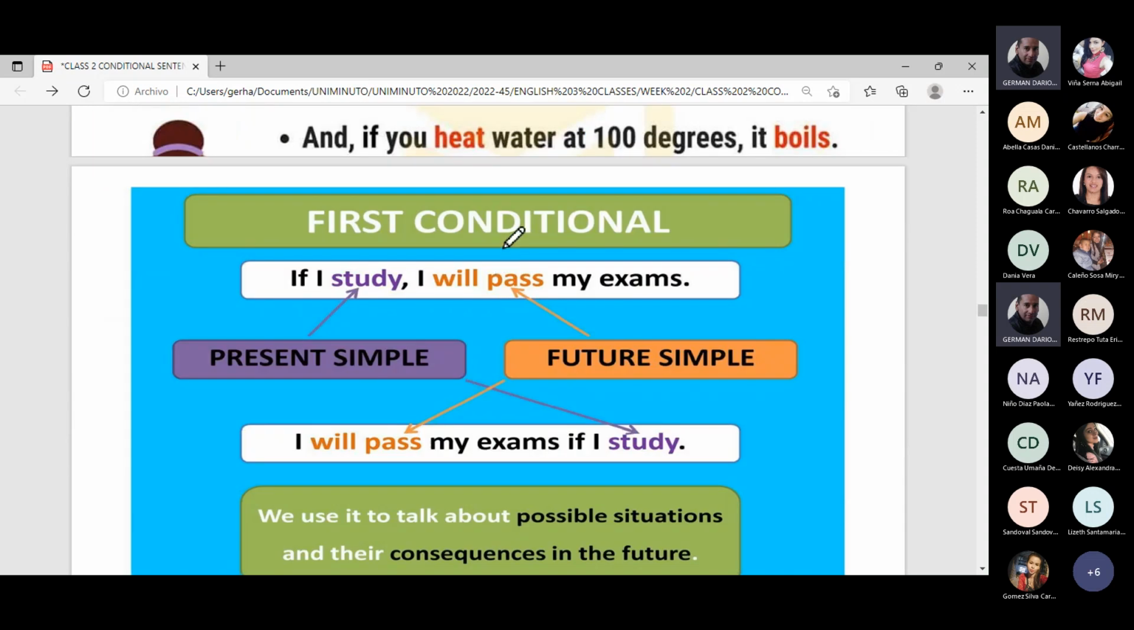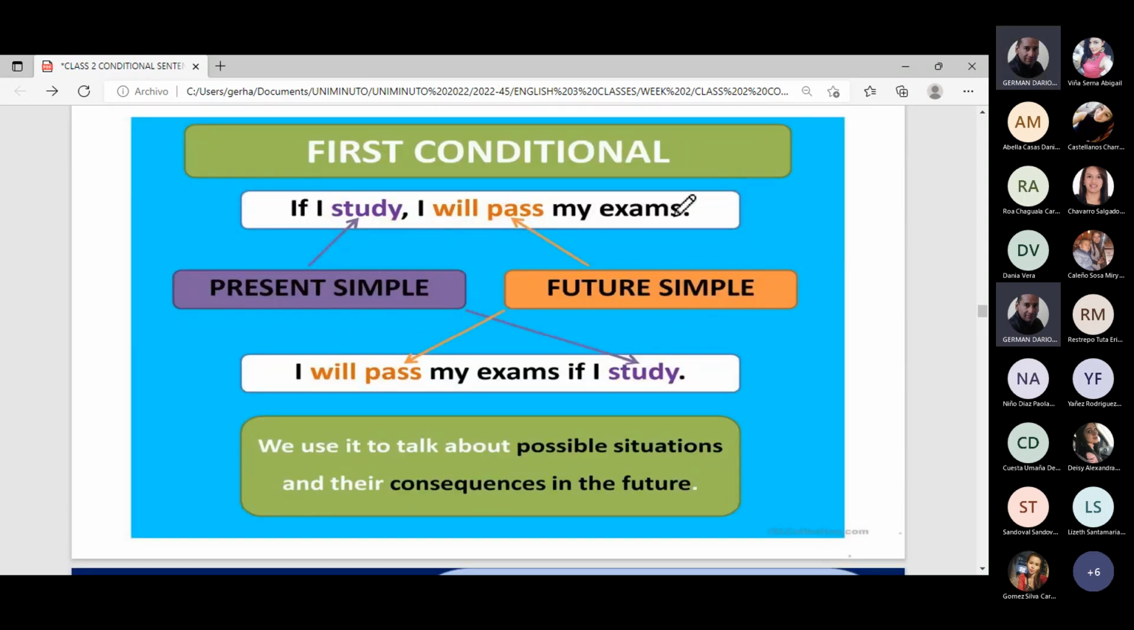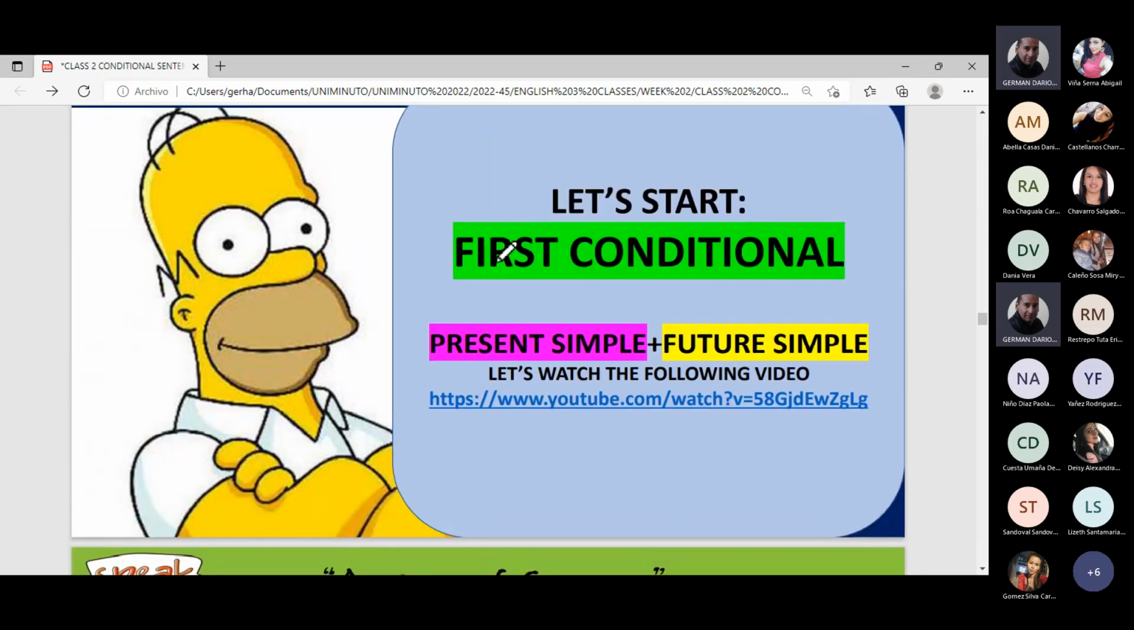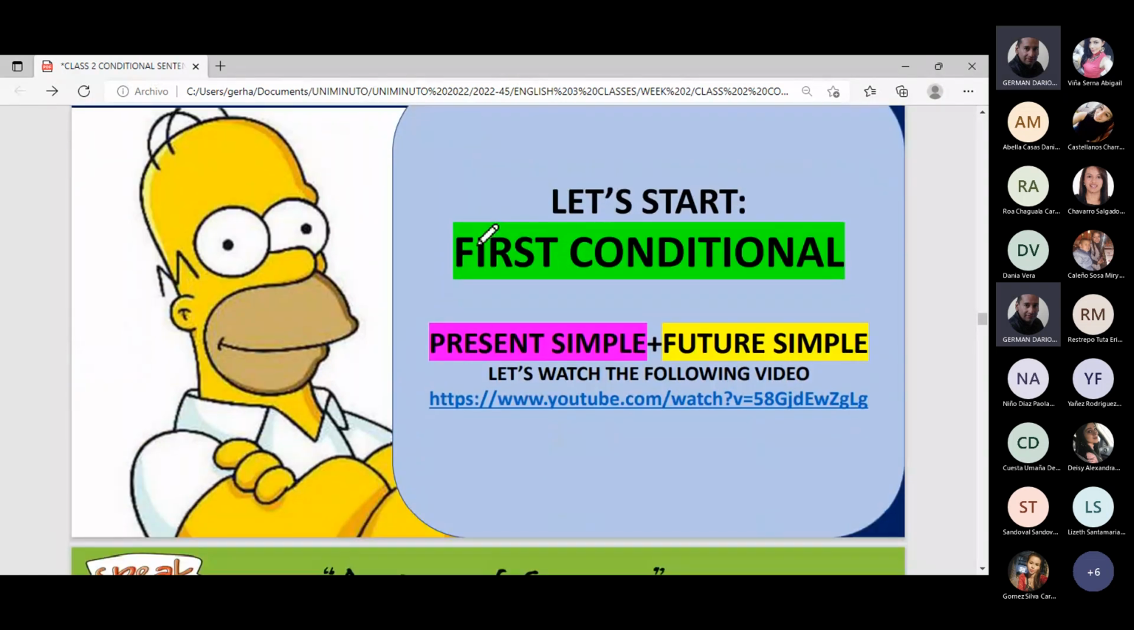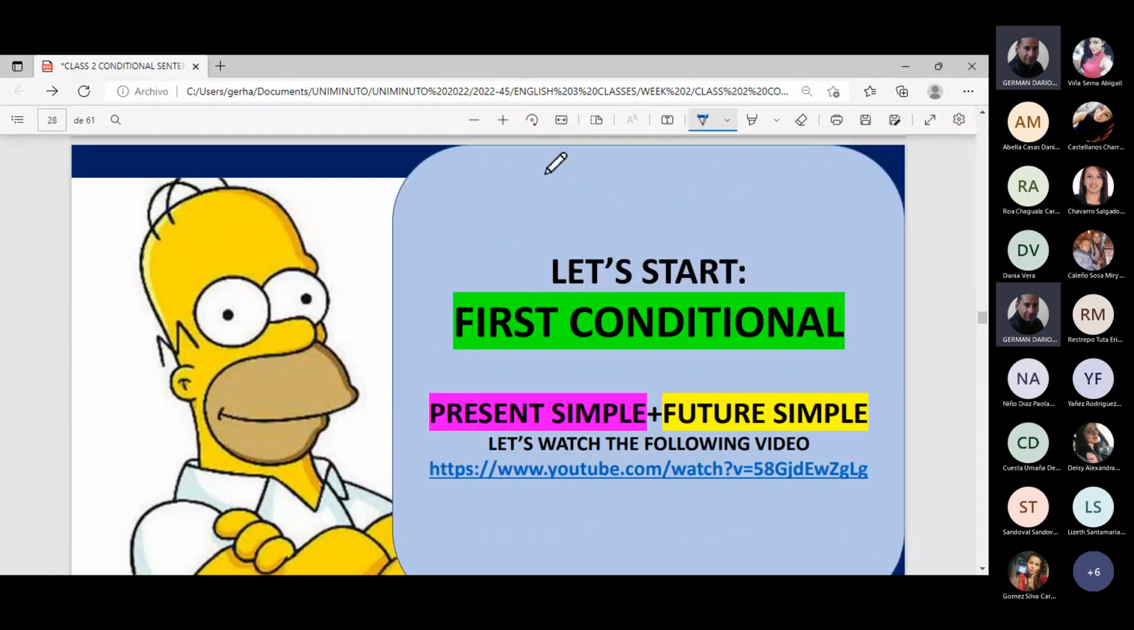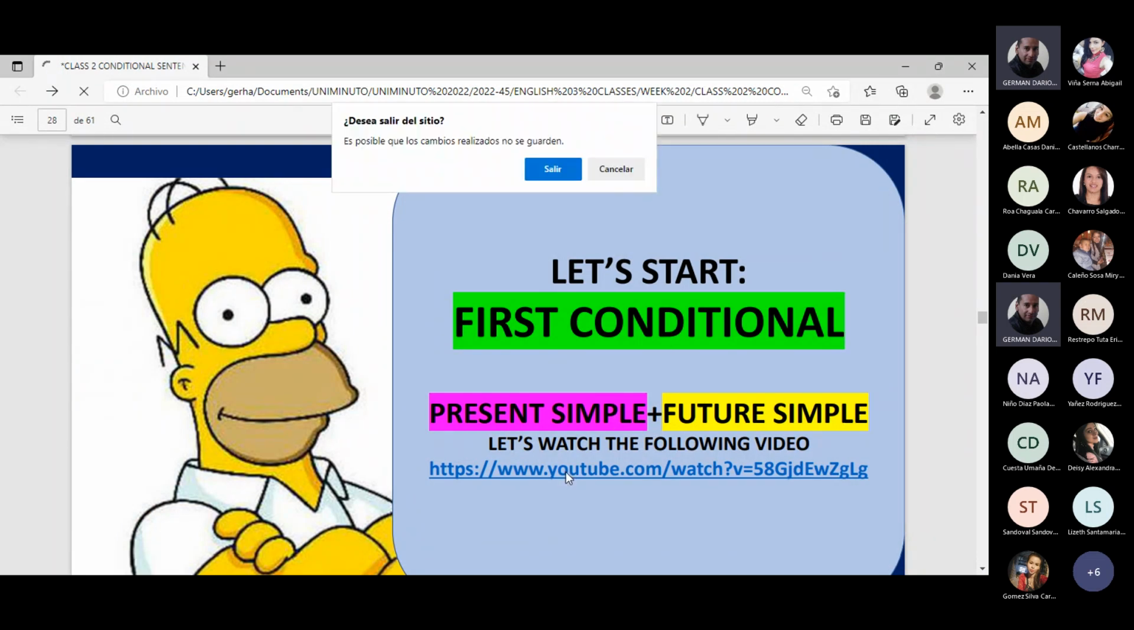Okay, today we are going to see the first conditional, okay? The first conditional is very simple. Let's watch this video and pay attention to how the first conditional is formed, okay?